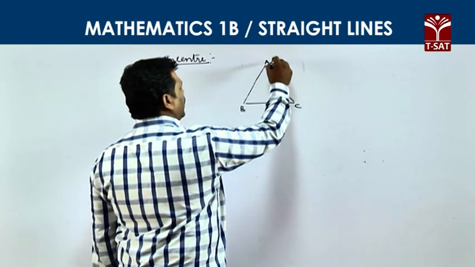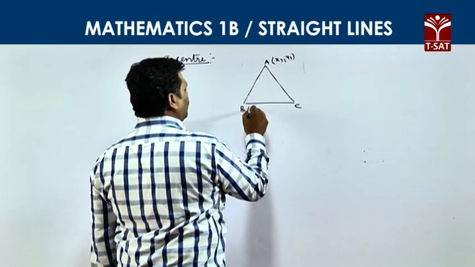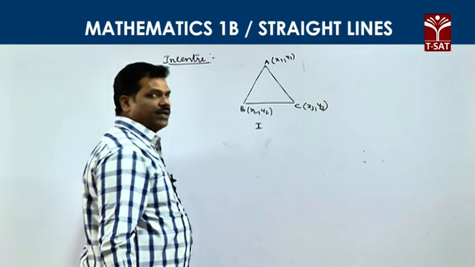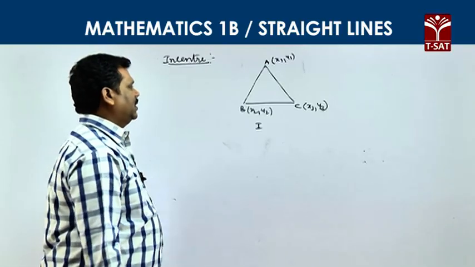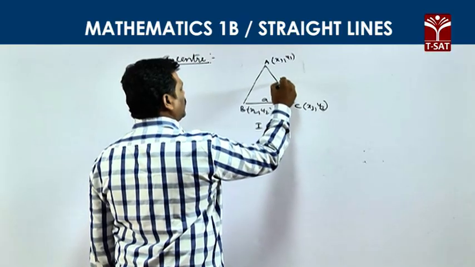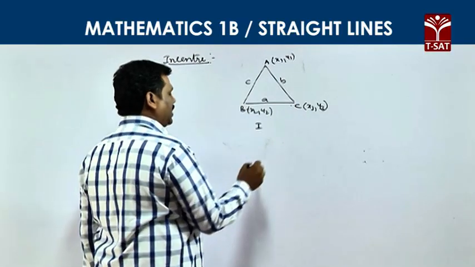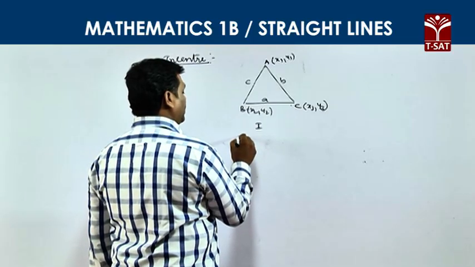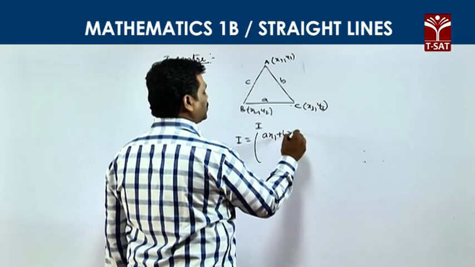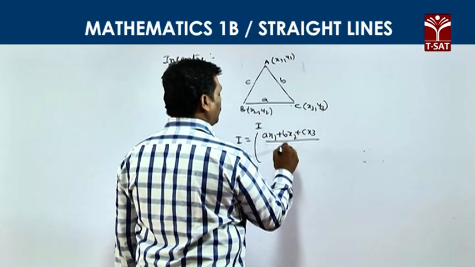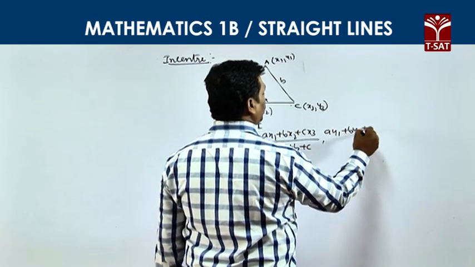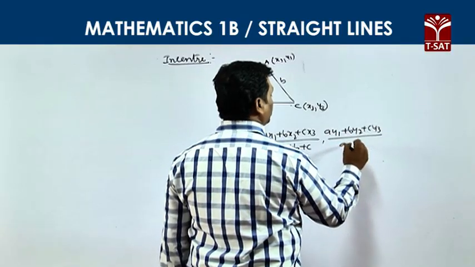So here let A(x1, y1), B(x2, y2) and C(x3, y3) be the three vertices of triangle ABC, and the length of BC is equal to a, the length of AC equal to b, and the length of AB equal to c. Then the incenter of triangle ABC is I equal to (a x1 plus b x2 plus c x3) by (a plus b plus c), comma (a y1 plus b y2 plus c y3) by (a plus b plus c).